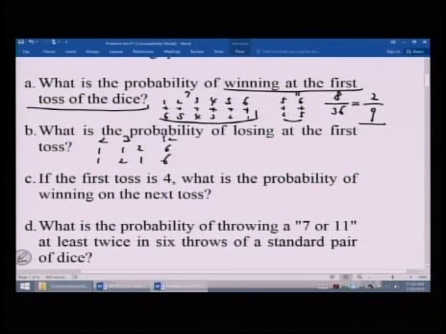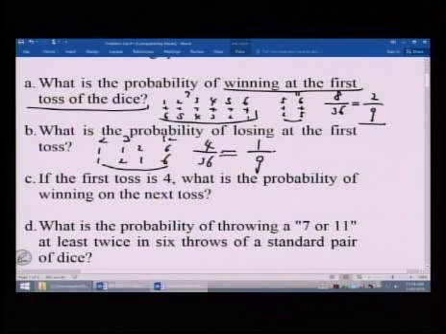So there are 4 different ways that you can lose at the first toss. So 4 out of 36, which is the same as 1/9. Okay? So that is the losing probability at the first toss. Is that right? Okay.